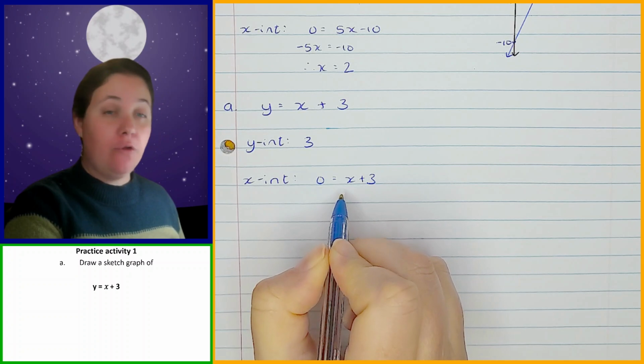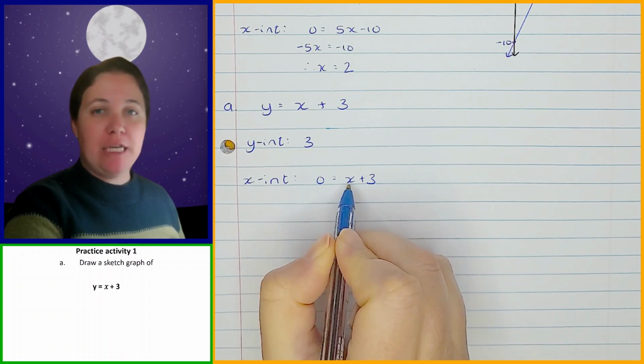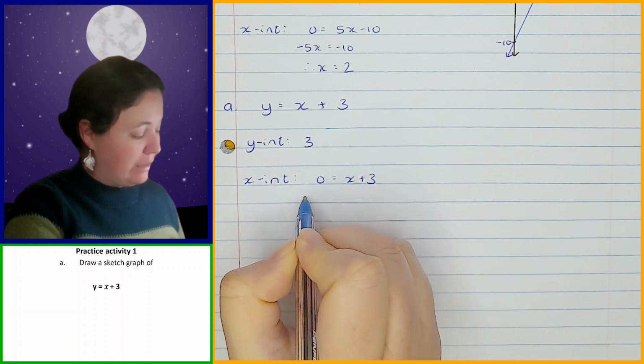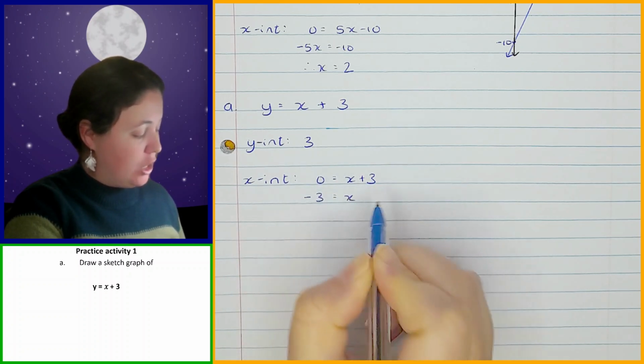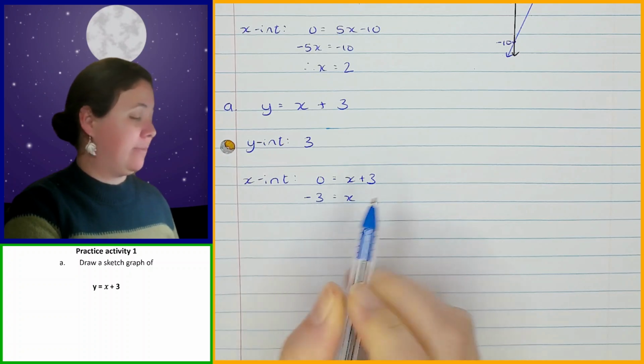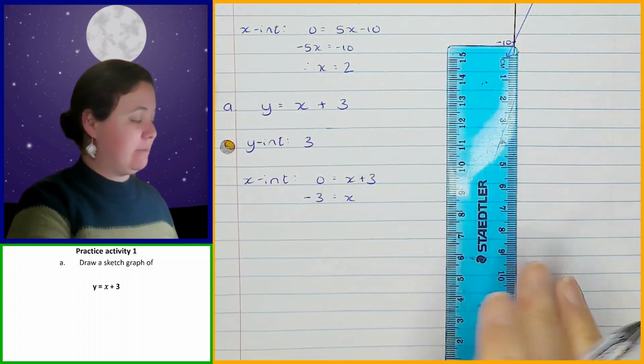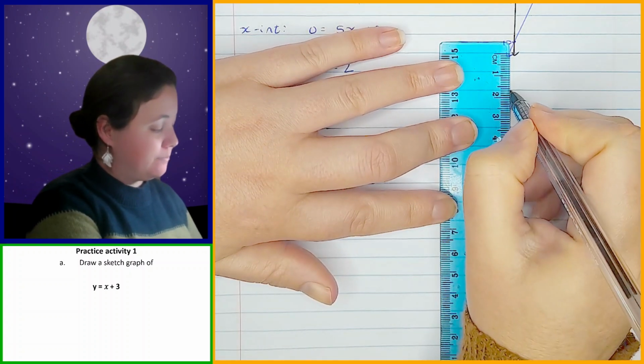So then if I'm going to solve for x, I'm actually just going to keep the x over here because it's already positive x. I'm just going to take the 3 across and it becomes negative 3 equals x. So my x-intercept is negative 3. Okay, so now I'm going to go and draw my graph. I've got my y-intercept and I've got my x-intercept. I can go and draw my graph.